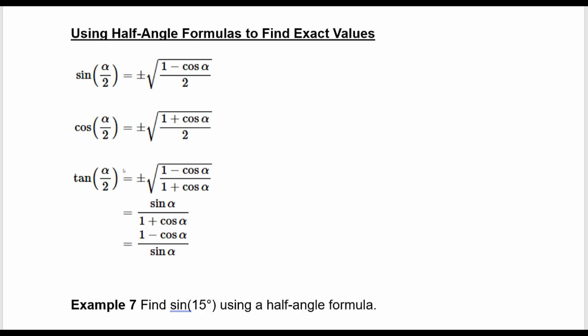There's a relationship there. And tangent of alpha over 2 is plus or minus the square root of (1 minus cosine of alpha) over (1 plus cosine of alpha), or sine of alpha over (1 plus cosine of alpha), or (1 minus cosine of alpha) over sine alpha. So I want to point out in all these cases, this alpha here in the equivalency is the full angle, and this is where we're talking about the half angle.